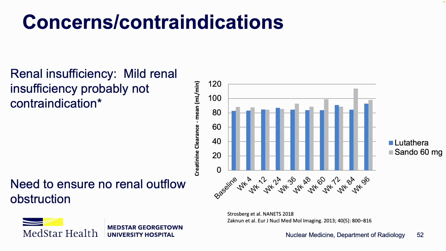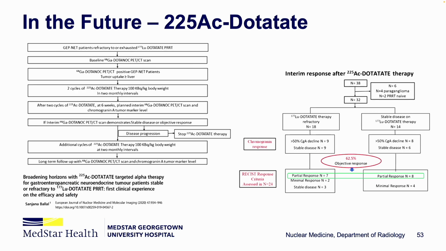Renal insufficiency, as you can see, there's some of this value may be a little bit higher in patients that are treated with the dotatate. So that means the renal function is a bit lower in these patients, but the truth is that mild renal dysfunction is really not a contraindication to the treatment. We have treated some patients that were on dialysis, so that is also obviously not a contraindication to treating a patient who is on dialysis.